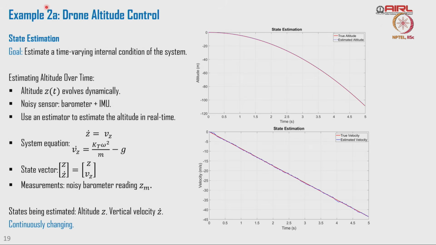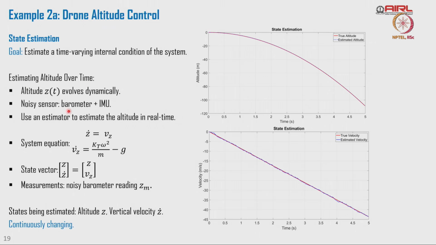Let us look at another example. I want to do altitude control, a height control system. I want to estimate my height and vertical velocity, right, with the time-varying internal conditions of the system. I want to estimate Z over time, how it evolves dynamically.